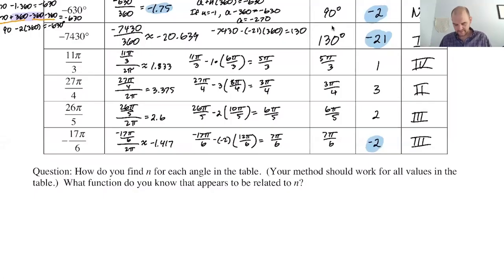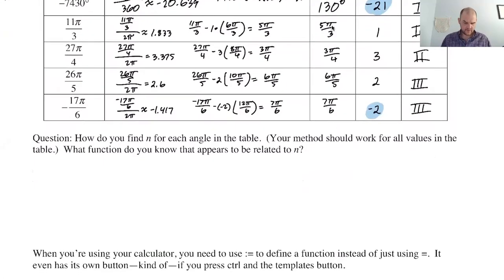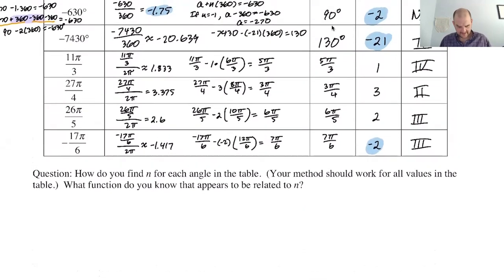All right, we're back. We're still on page 8. We're going to knock this out. What we want to do is find n. How do you find n for each angle in the table?